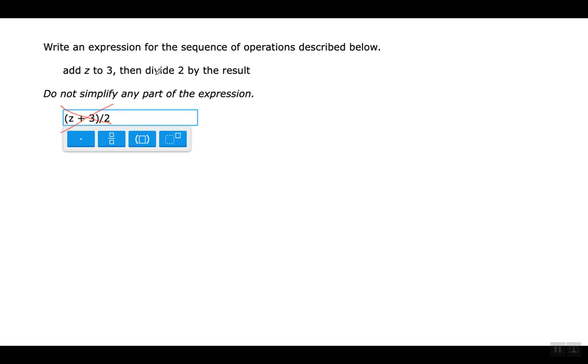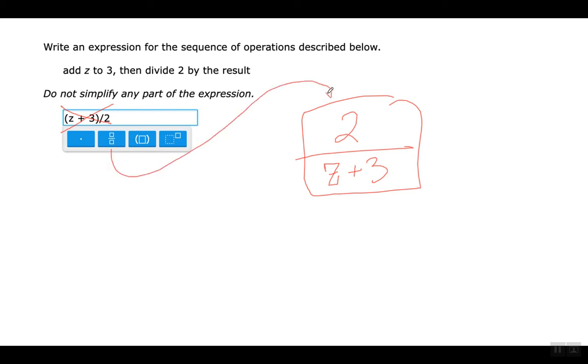Okay, it says to divide 2 by the result of adding z to 3. So it should be like this. This is the correct answer. I wrote it in the wrong order because I was in a hurry. Alright, so if you use this button, you could write it like this. Or if you don't want to use that button, you could write it like this, and this is also correct.